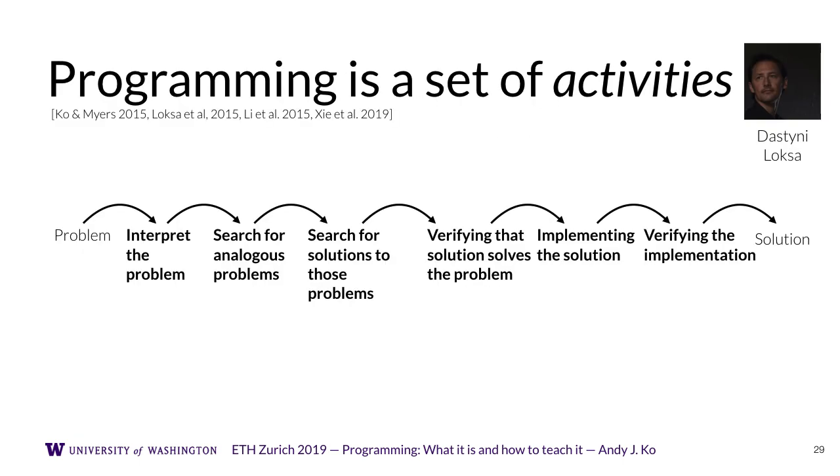is that programming is really a set of activities, right? You get a problem, and there's all this stuff that happens before you implement it. You interpret the problem, you search for analogous problems that might have similar solutions, you search for solutions to those problems, you verify that some solution you found might solve that problem, and only then might you implement it and verify it to make sure that it actually addresses the problem, right? To actually do that encoding.